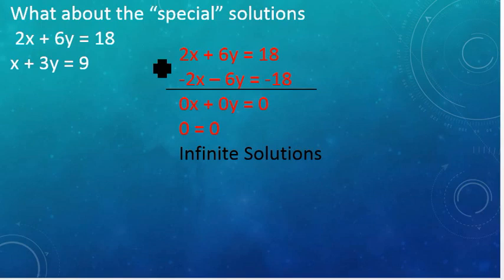You should have infinite solutions. So you should have ended up with 0 equals 0. You're going to have infinite solutions whenever you have the same thing on both sides of your equal sign. So 0 equals 0, 2 equals 2, 6 equals 6. Any one of those would make it infinite solutions. So again, infinite solutions is when you have the same thing on both sides of your equality sign.